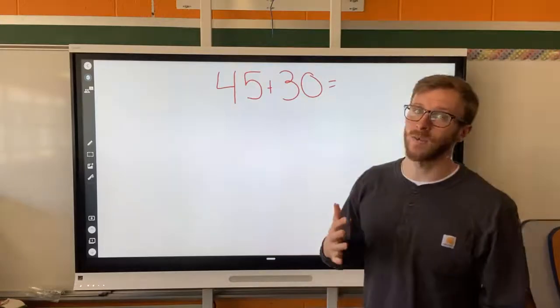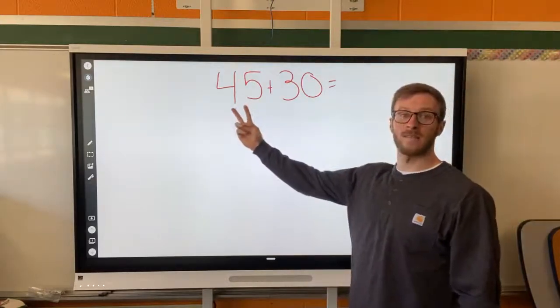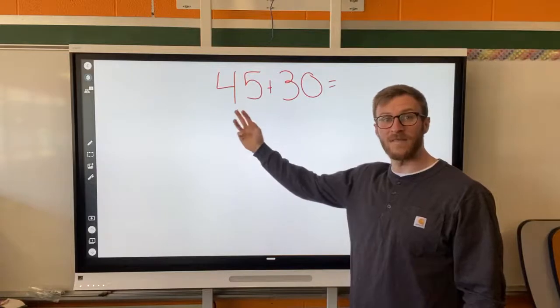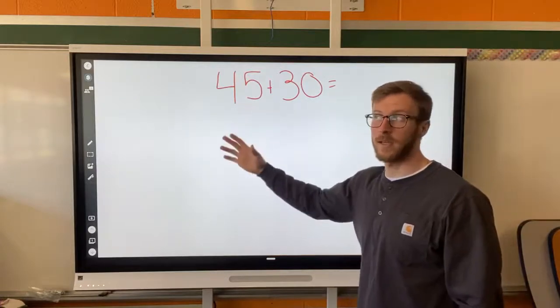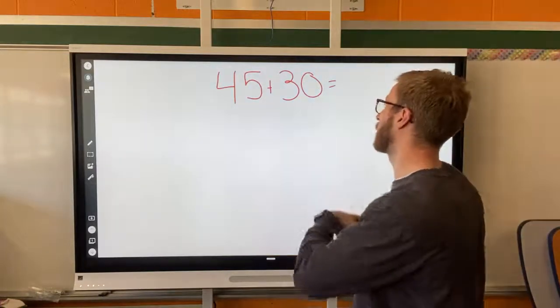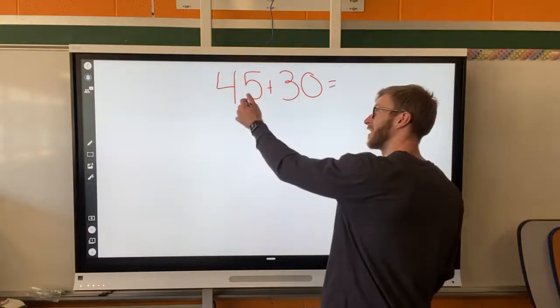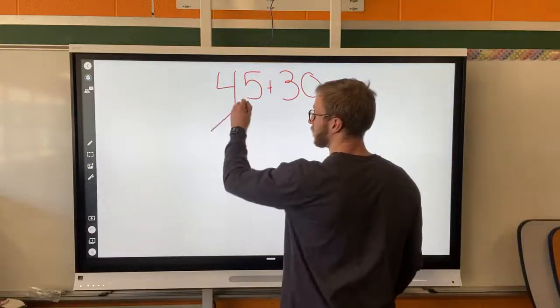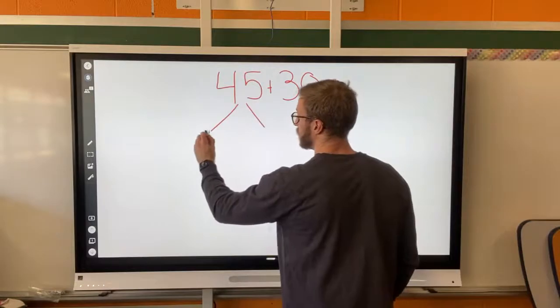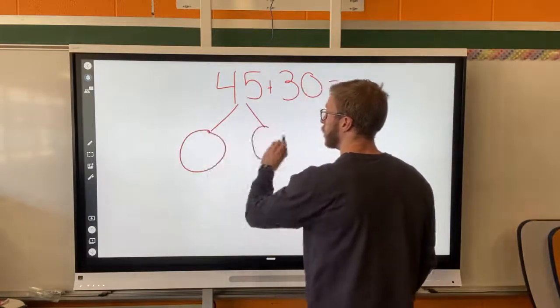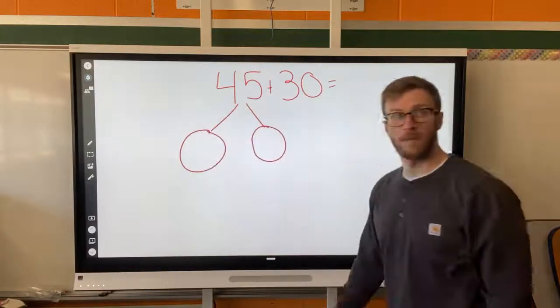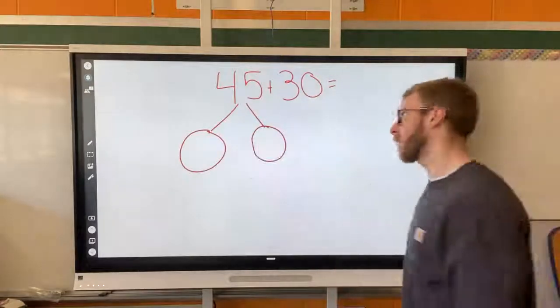Can't do it the same exact way because this isn't just 4 tens. This is 4 tens and 5 ones, okay? So I don't want to write all that out. That's a little confusing. But can I make this into a group of 10 and a group of ones? Yes, I can. This is why we practice this.